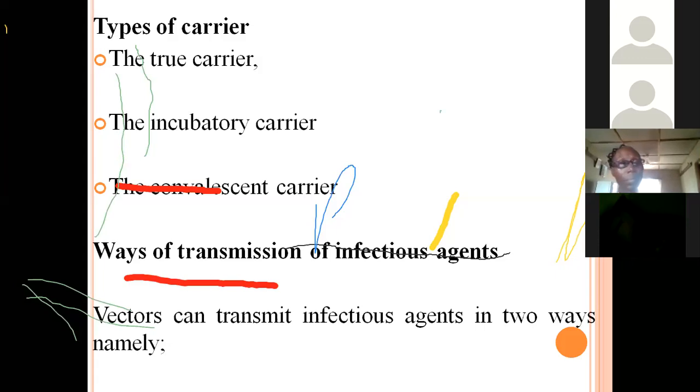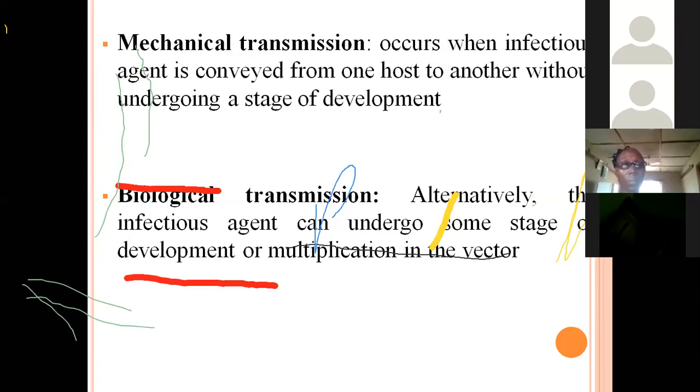You have the mechanical and biological transmission. Mechanical transmission occurs when an infectious agent is conveyed from one host to another without undergoing a stage of development. When the microorganism does not undergo a stage of development in that host, then you call it a mechanical transmission.